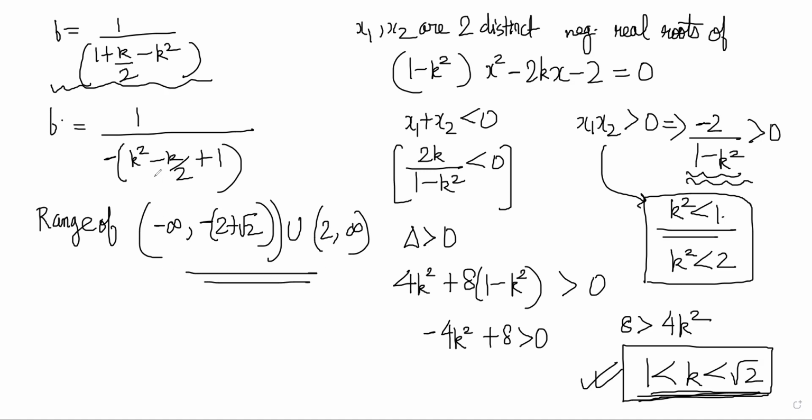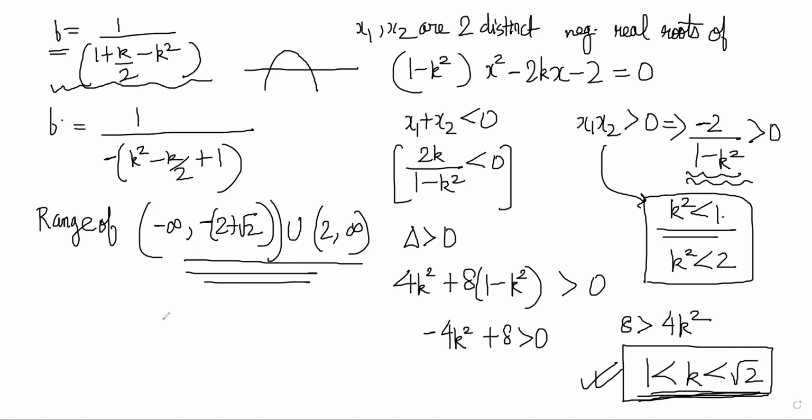This is a simple enough calculation. The parabola is a downward facing parabola, and you can find the value of the parabola, the maximum or minimum of the denominator, and similarly you can find the range of B. So you will realize that the range of B is this.